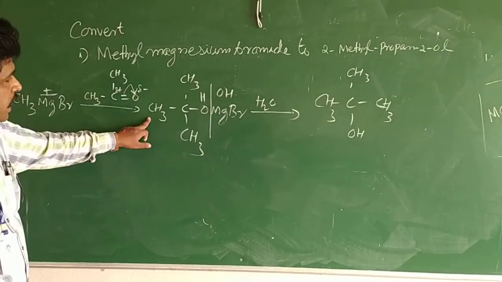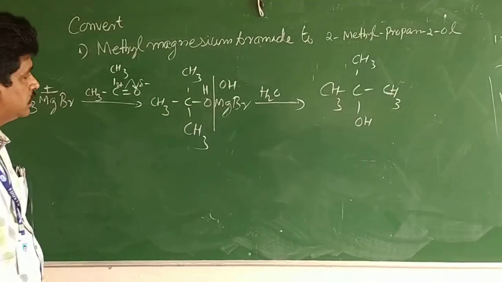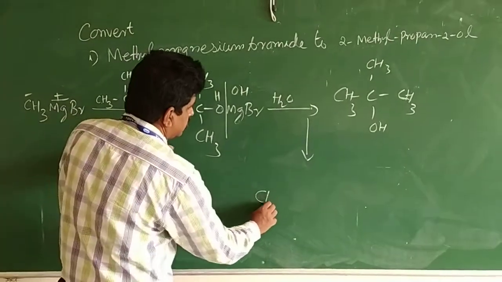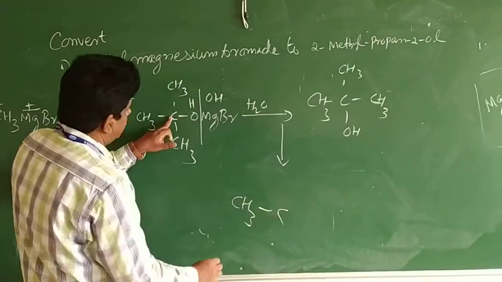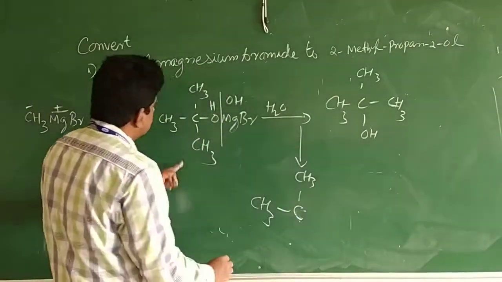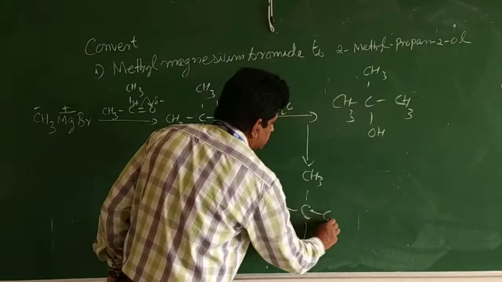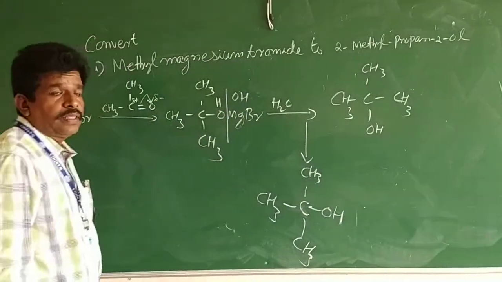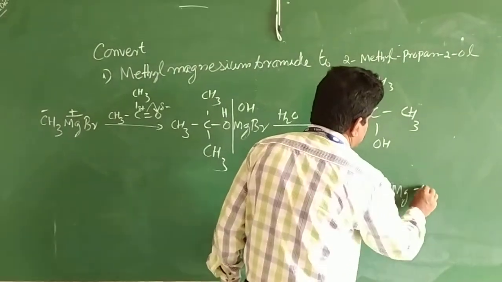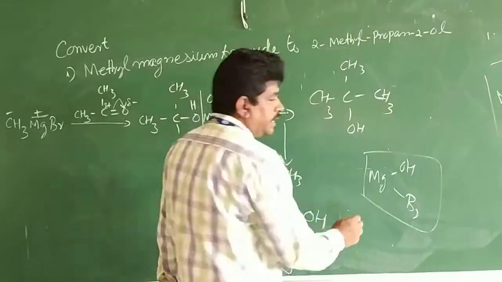So the product is C with CH3, CH3, CH3 and OH. And obviously the byproduct is MgOHBr. Then no need to write in conversion.